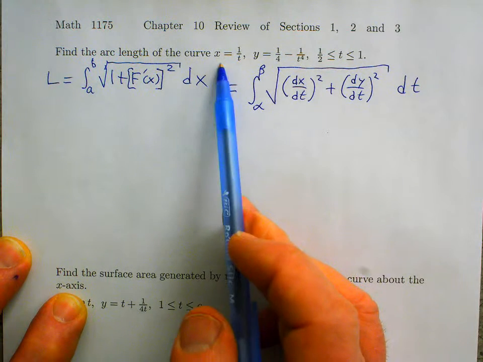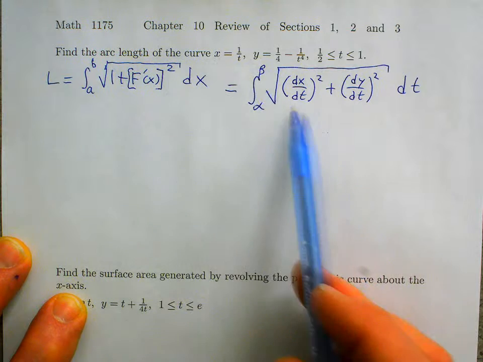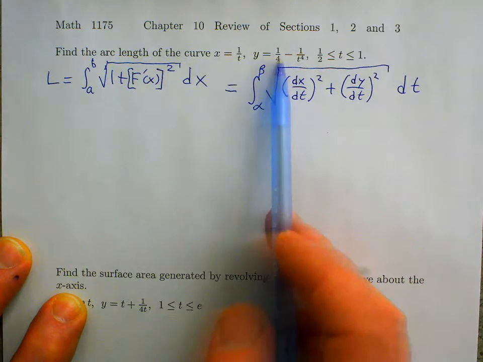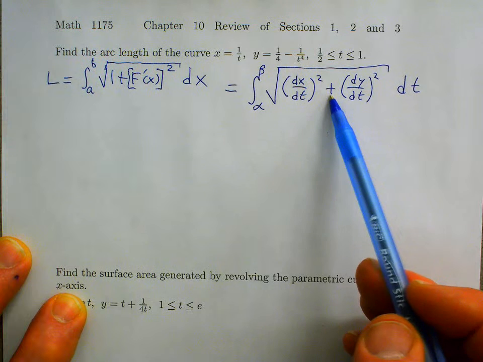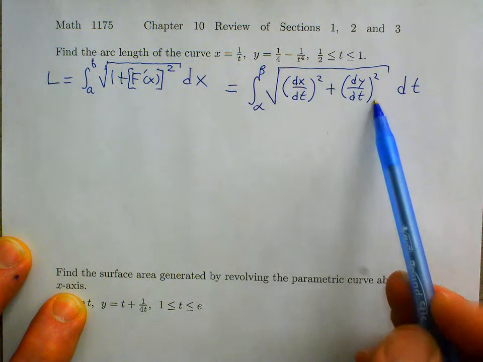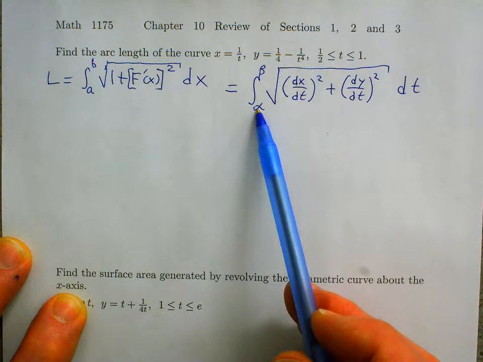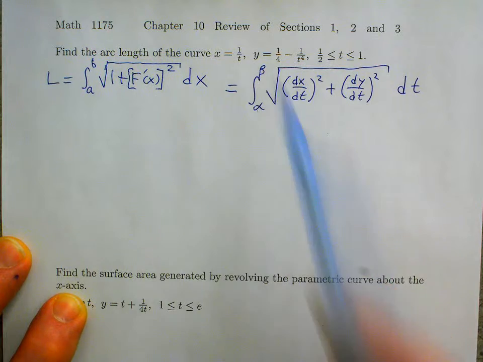So since both x and y are given, just find the derivative of each of those with respect to t, square them and add them together and put them inside the square root. And then the limits will be from t equals 1/2 to 1.